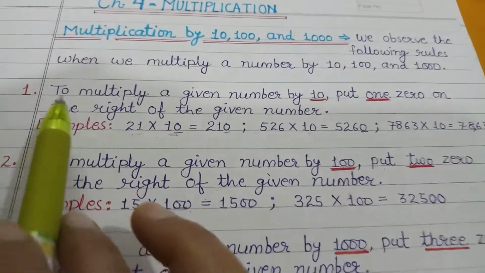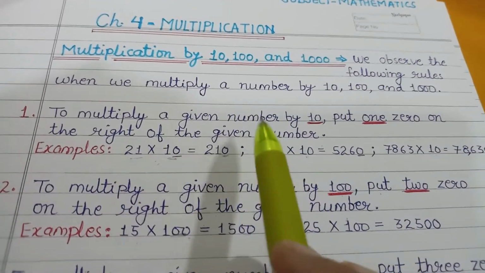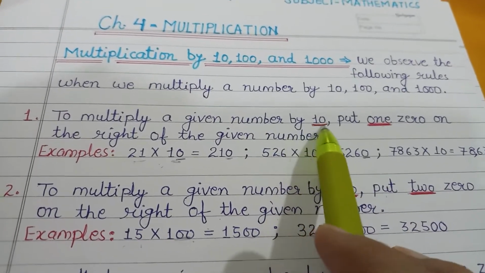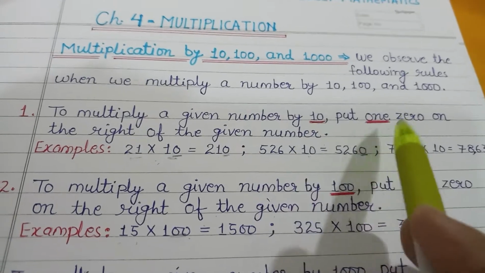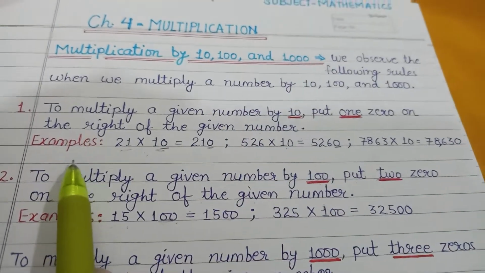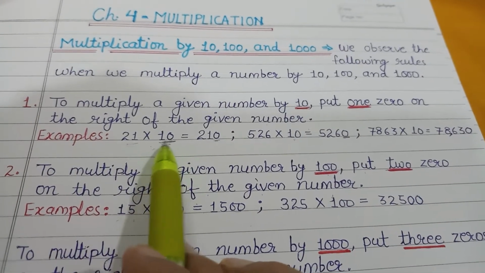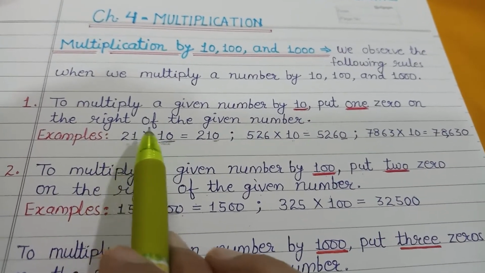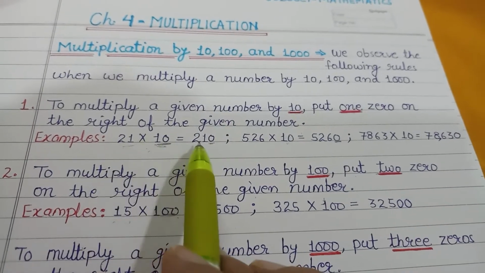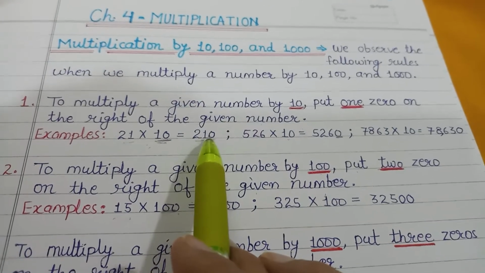First we are starting to multiply a given number by 10. To multiply a given number by 10, put 1 zero. In 10 we have 1 zero, so put 1 zero on the right of the given number. Let's take an example. 21 multiplied by 10. When we multiply 21 by 10, on the right side of 21, 1 zero will come.